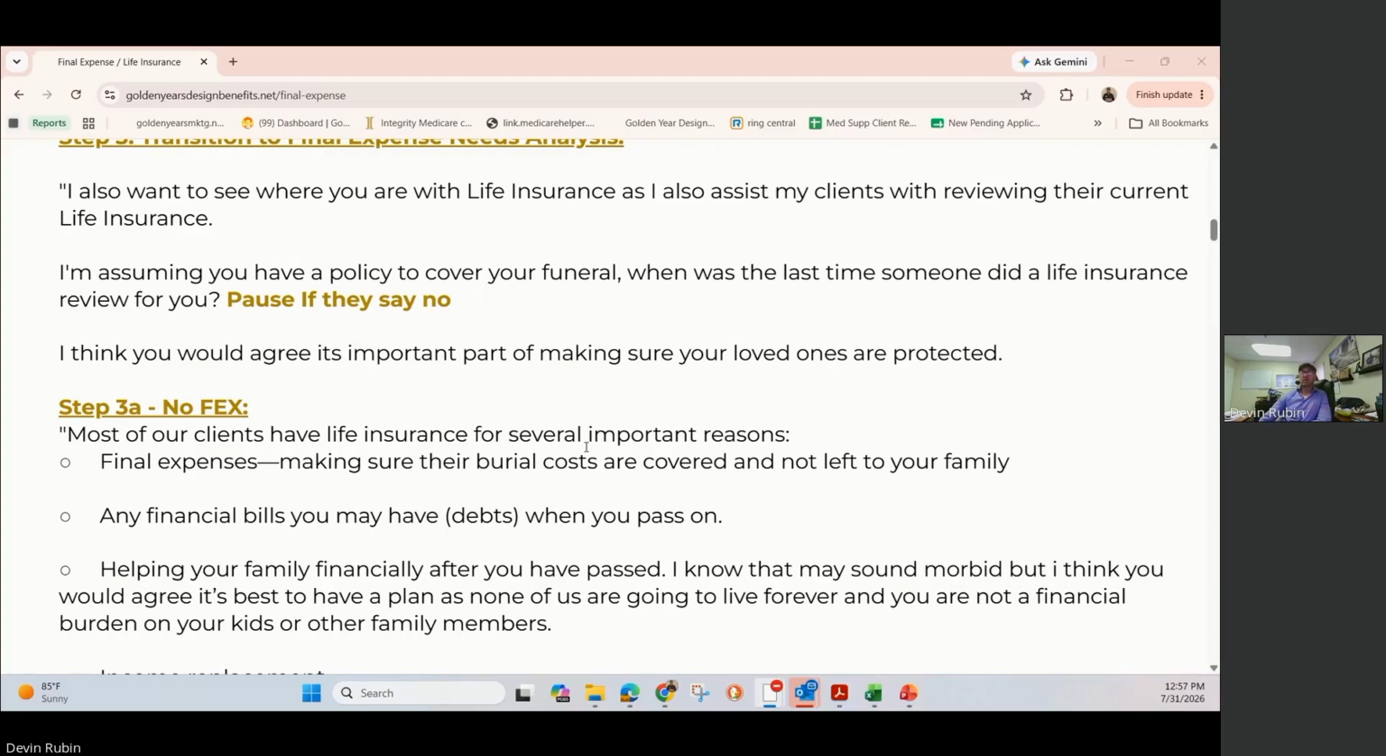So, a low income or a middle income person generally doesn't want to put the burden of paying for a funeral or cremation onto a family member or a loved one or a sister. So, go through why they should have life insurance.